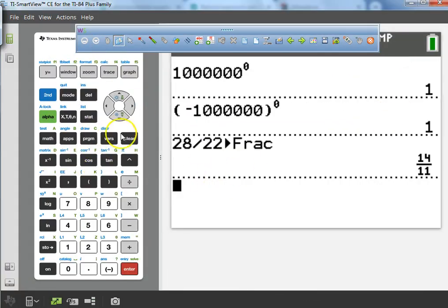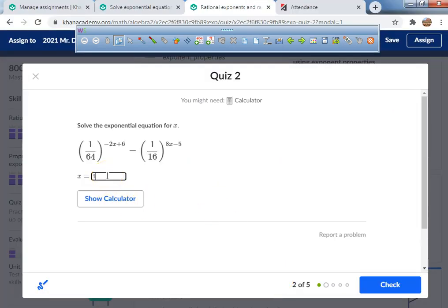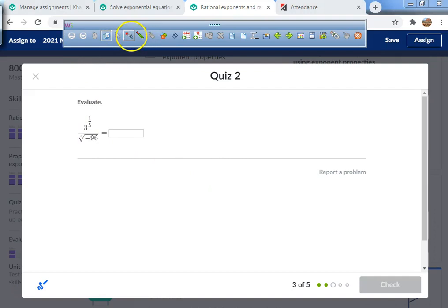So I'm going to clear this out. 14 divided by 11. All right. So now I'm going to try to teach you guys how to evaluate this. Now you have a calculator, so this one's kind of a gimme. You can just type it in the calculator and you'll get the answer. But let's see if we can do it without a calculator, okay? All right, so what I'm going to do is I'm going to try to do this without a calculator and see what I can come up with, okay?